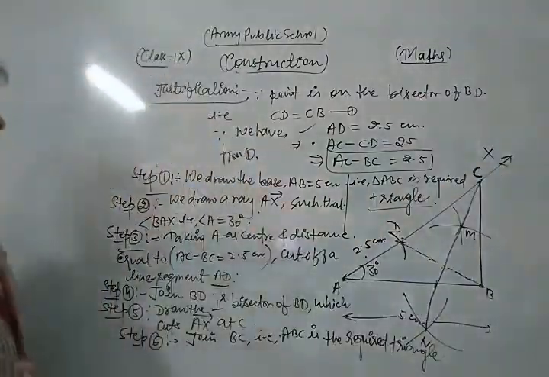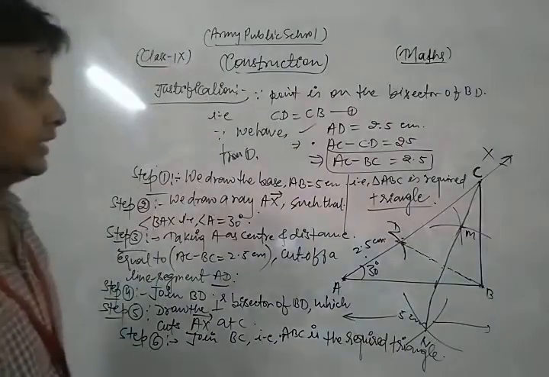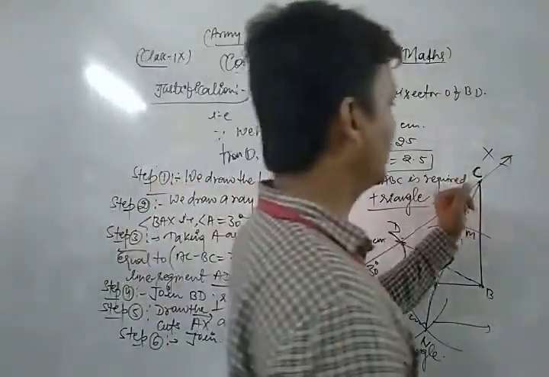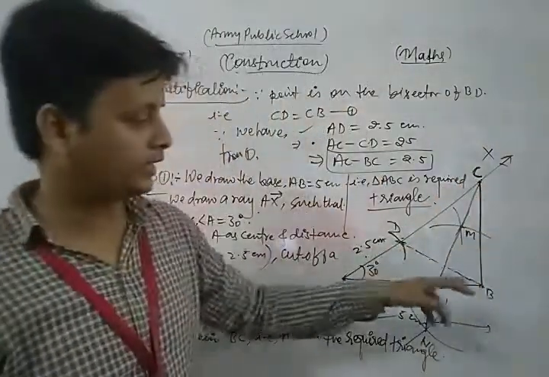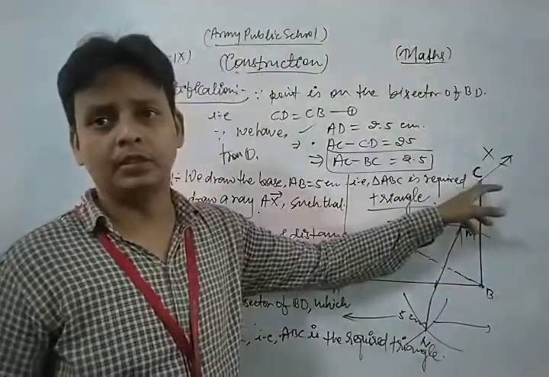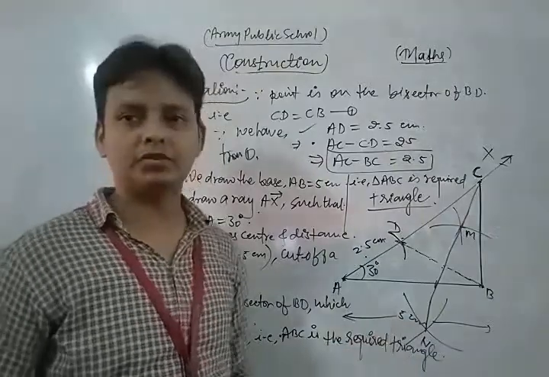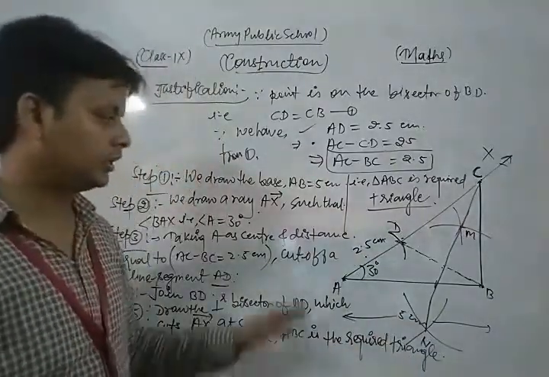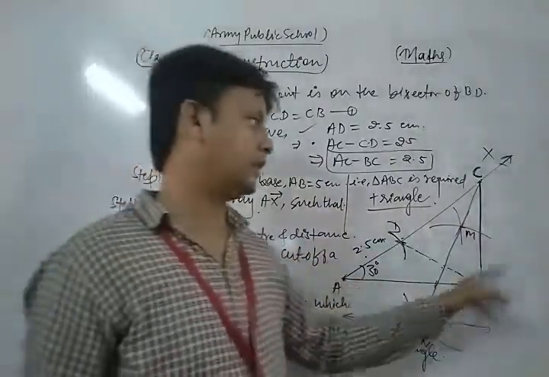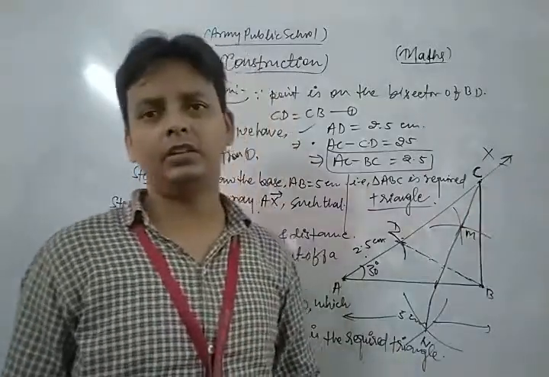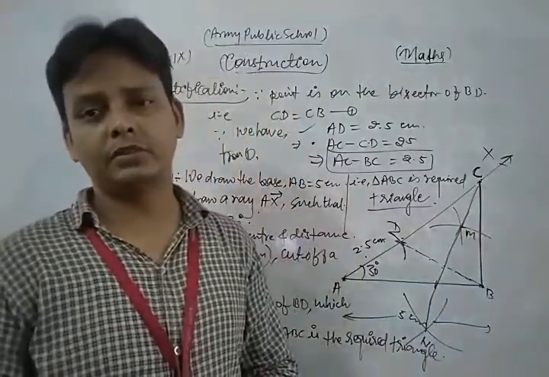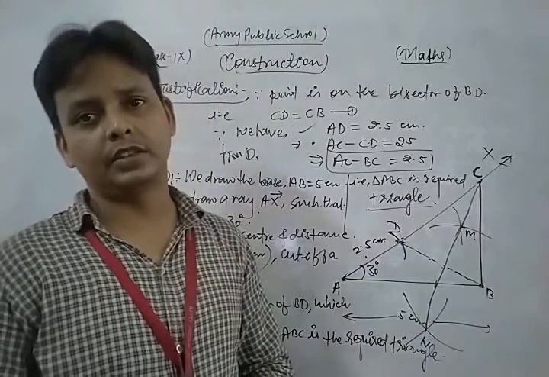After that, we just join BC. So in this way, we construct the required triangle ABC when one base angle, the base, and the difference between the other two sides are given.